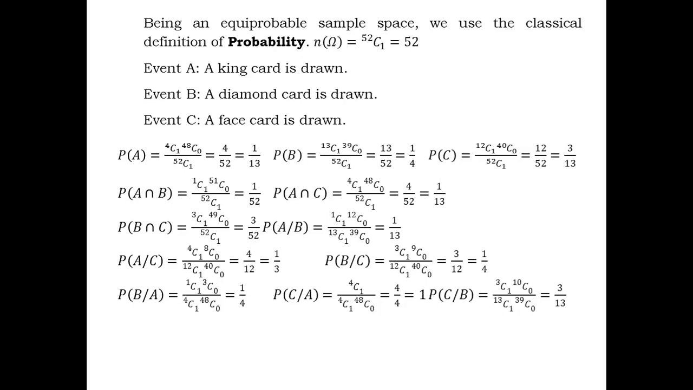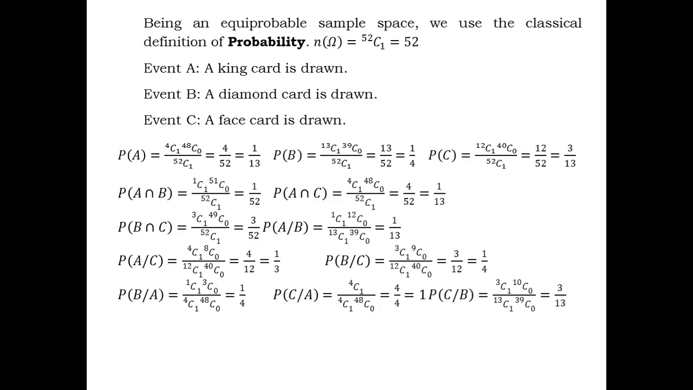Now are the events A and C independent? Suppose I draw a king card. Can I tell that it is a face card? No. Now let us think another way around. I have drawn a card and it is a face card. Can I know that it is a king card? Yes. I have a face card. Definitely it is a king card. So definitely there is some connection between events A and C. So this cannot be independent.